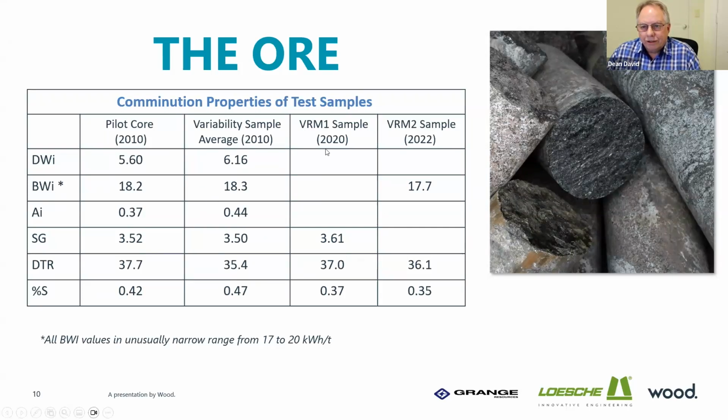Drop weight indices are 5 to 6. The ball mill work indices were about 18 kilowatt hours per tonne. It was probably the most consistent material I've seen, with everything in a very narrow range from 17 to 20 kilowatt hours per tonne. So there's no soft stuff to find here. It's fairly abrasive. SG is reasonably high due to the high magnetite content.